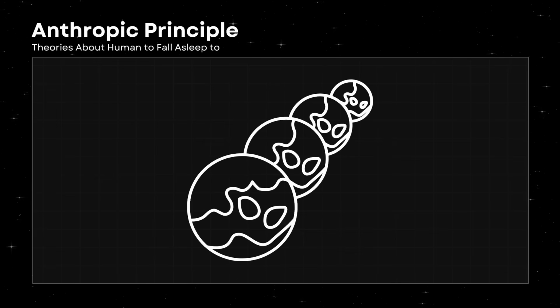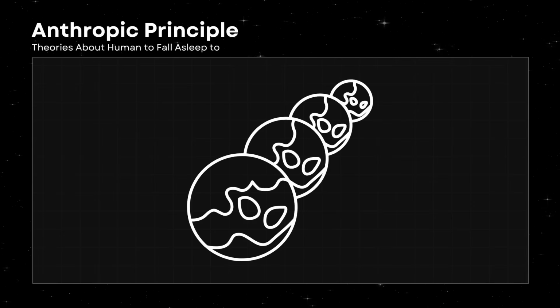The Anthropic Principle is the idea that the universe seems set up in a way that allows human life to exist. It looks as if the physical laws and constants, like the strength of gravity or the charge of the electron, are just right for life to develop. If these values were slightly different, even by a tiny amount, stars might not form, atoms might not hold together, or planets might never exist.